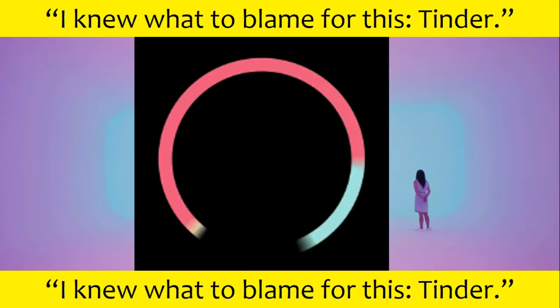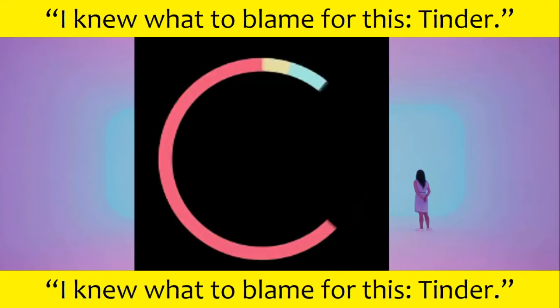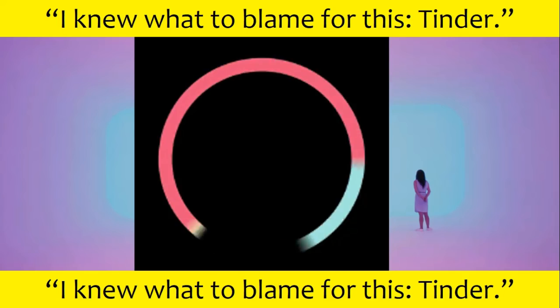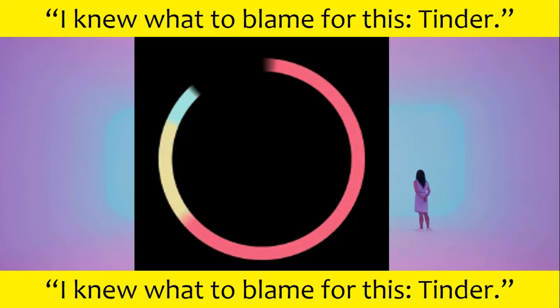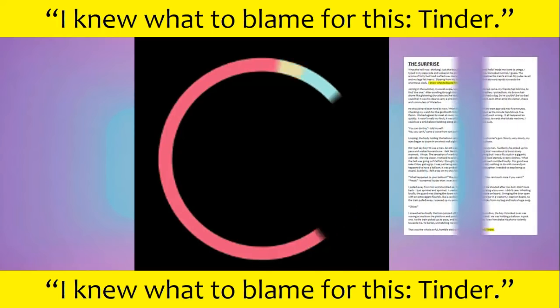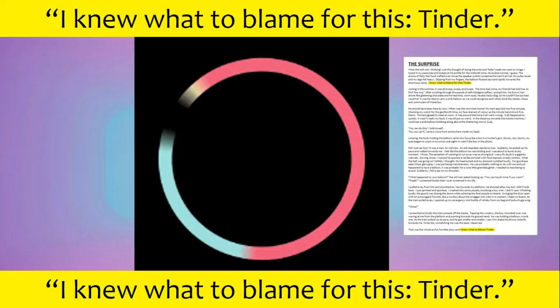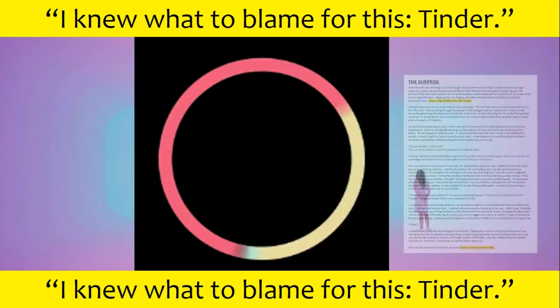Also, one thing I did with the structure of my story was that if you look at it, I end my first paragraph with I knew what to blame, Tinder, and then I end it with I knew what to blame for this, Tinder. So it makes it quite circular, so it means we're almost ending as we were starting. Look, in the yellow, I knew what to blame. At the bottom, I knew what to blame for this, Tinder.